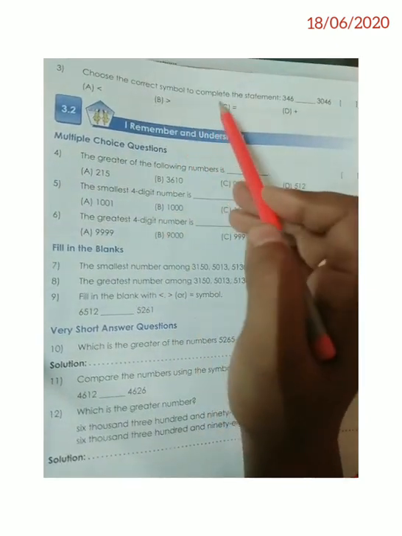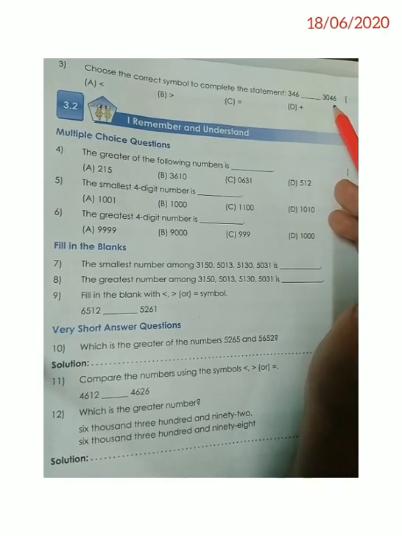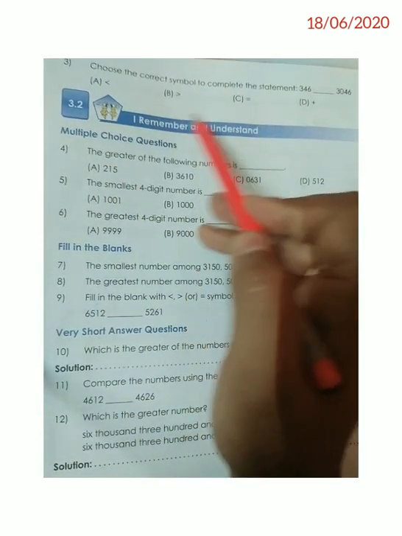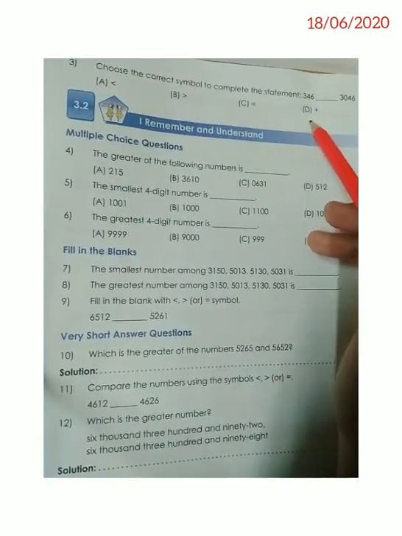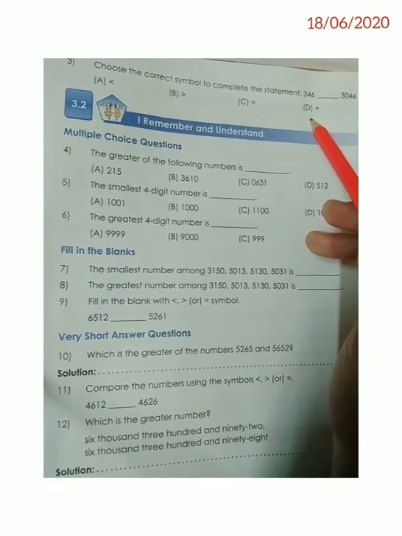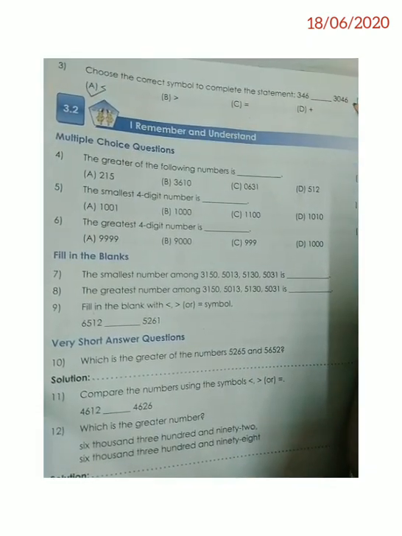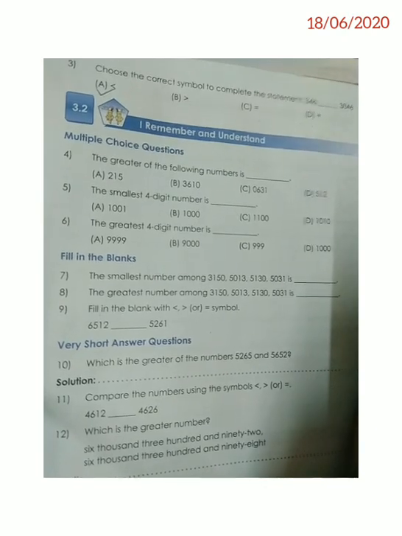Choose the correct symbol to complete the statement. 346 _ 3046. Option A less than, option B greater than, option C equal to, option D plus. So what will be the correct answer, dear children? The correct answer is less than symbol. 346 is less than 3046. Alright, so here you just write down A.